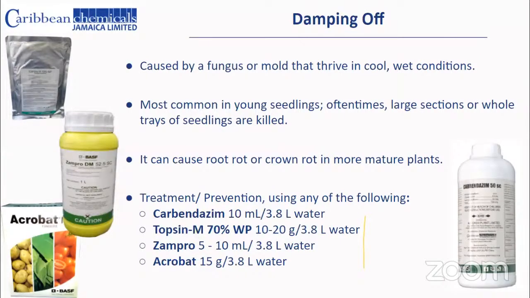For the control of damping off, we have a wide chemistry. We have carbendazim, which is an SC formulation, soluble concentrate, very soluble in water, easily mixed out. We also have Zampro, also in an SC formulation, which is readily mixed out in water. And then we have our wettable powders, Topsin and Acrobat.